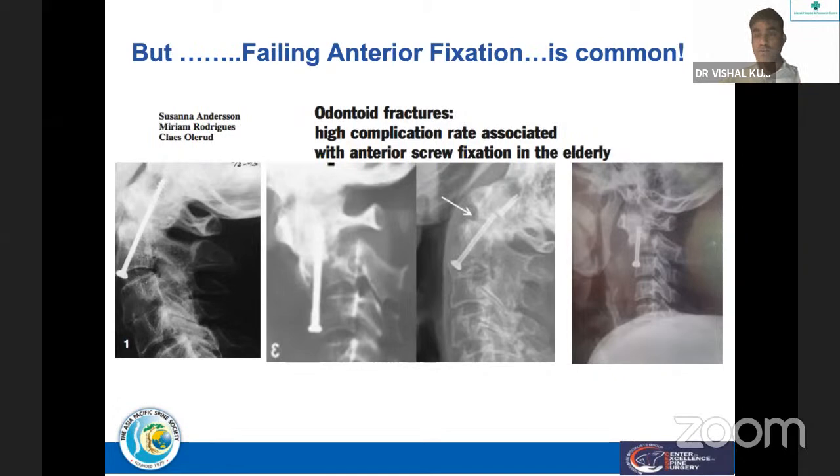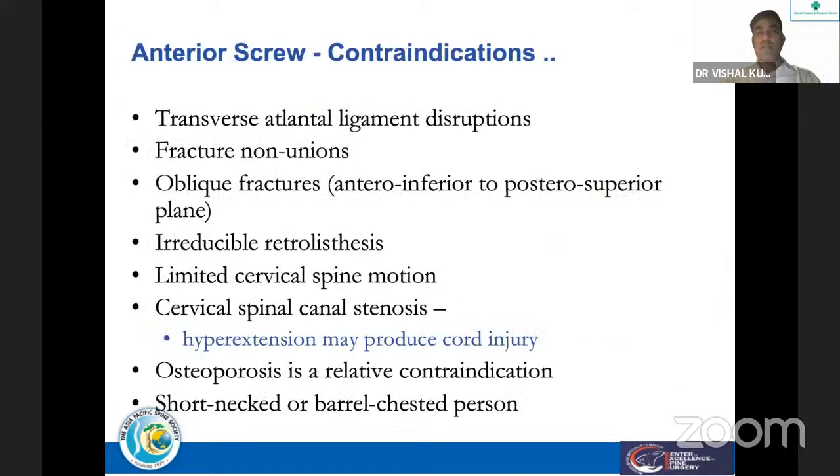And this poor selection is not based on the type of patient, but the type of fracture that you chose. So there are certain types of fractures which are not amenable to anterior fixation. Now there are guidelines based on various subjective criteria, not objective, where you can easily predict that your anterior surgery is bound to fail. So what are those? These are the contraindications which have been mentioned. Whenever there is a transverse ligament injury, or delayed non-unions or irreducible ones, anterior is not the way to go. Comminuted fractures, osteoporotic fractures, again, anterior is not the way to go.